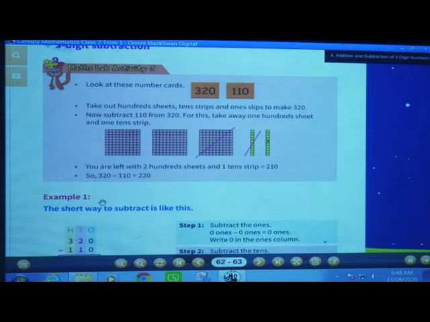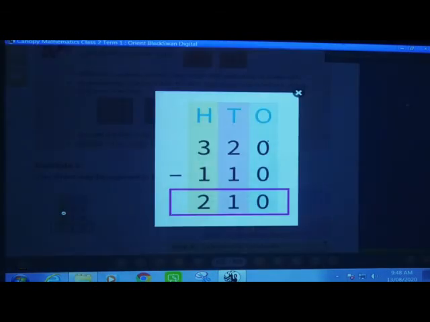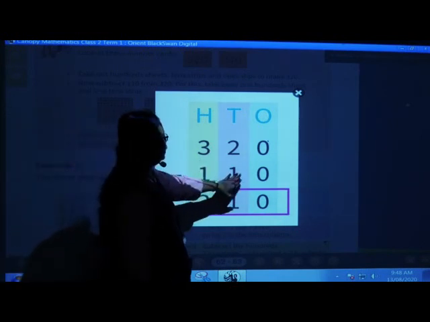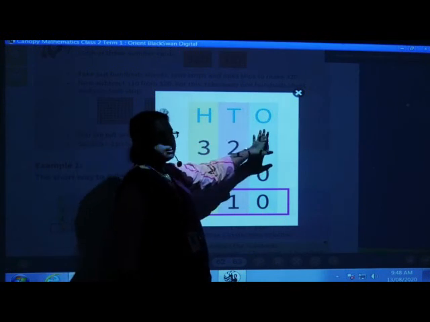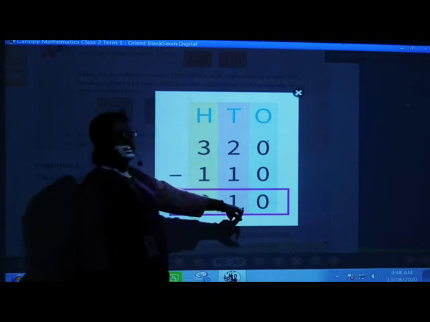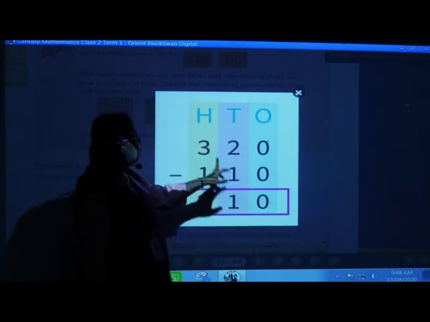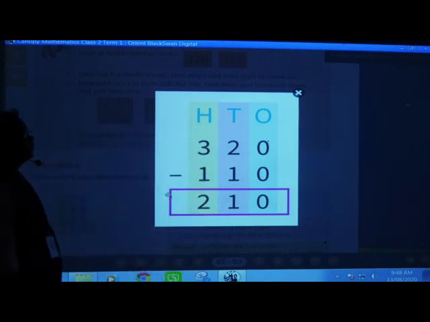Then see your example. In this you can see hundreds, tens, ones, 320 minus 110. So in ones column there is 0. So 0 minus 0 is 0. Then tens, 2 minus 1 is 1. Then 3 minus 1 is 2. So we have done here minus.